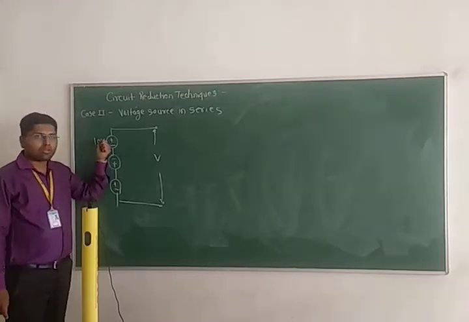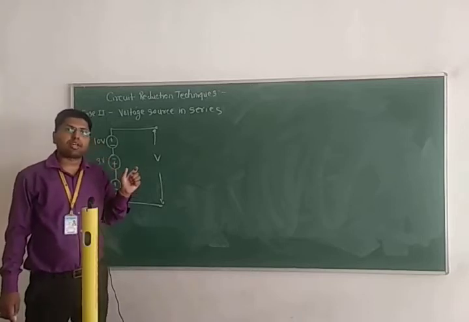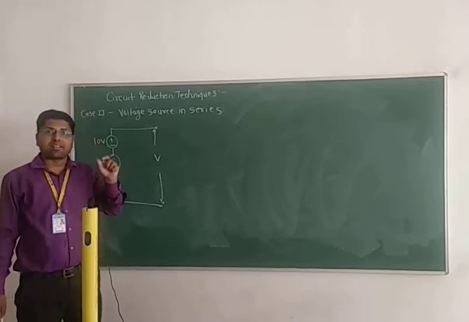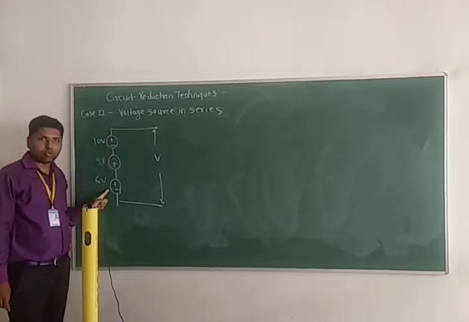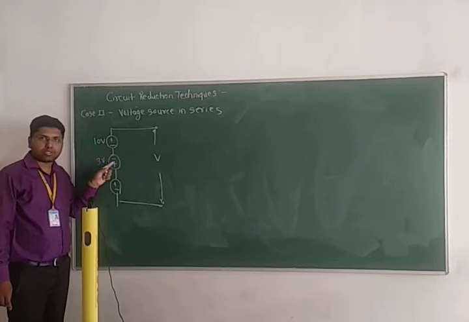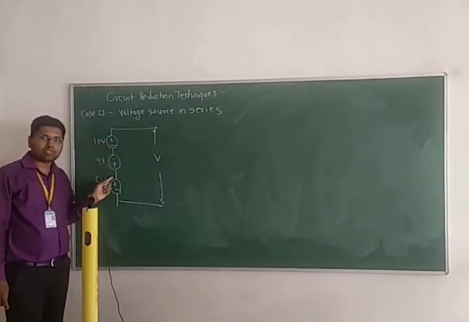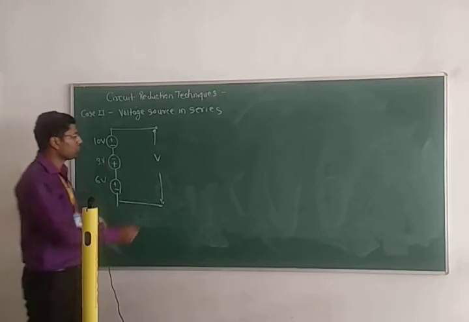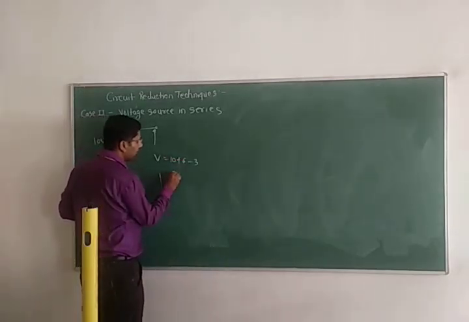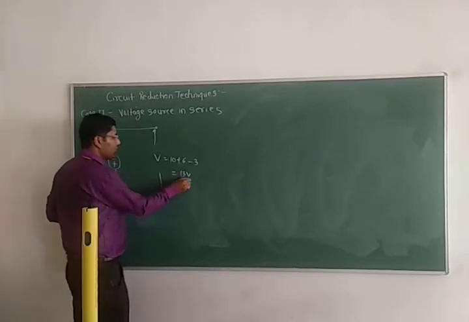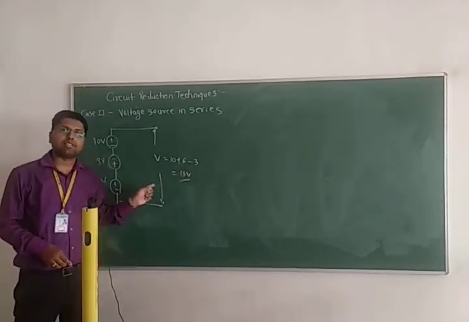So what are we doing with voltage sources in series? We have to add them. So we add 10 volt plus 6 volt. Now this polarity is opposite, so that's why 10 plus 6 minus 3. 10 plus 6 is 16, minus 3 is 13 volt. So V is equal to 10 plus 6 minus 3, that is 13 volt. So that is the case when voltage sources are in series.